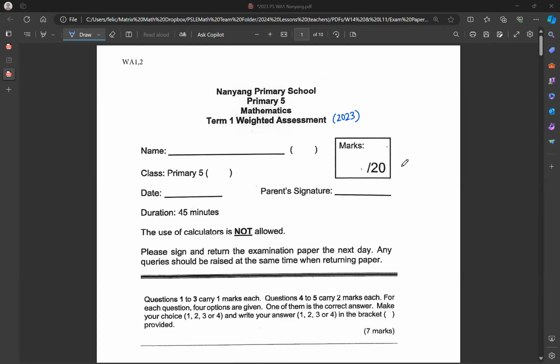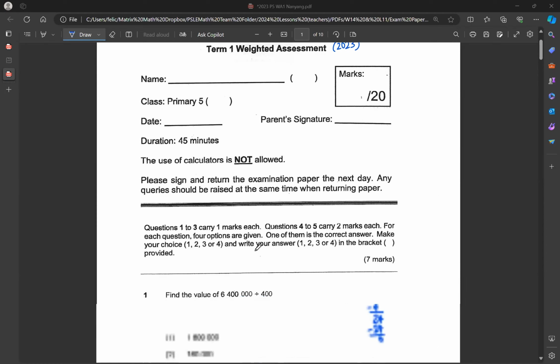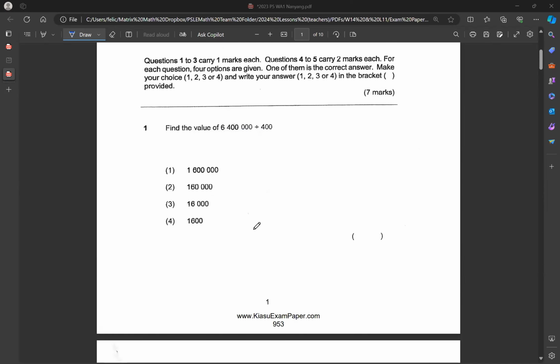Okay, I'll be going through this P5 weighted assessment paper. It's a 2023 Nanyang primary paper. So I'll be going through every question. Do take note that for this whole paper, you're not allowed to use the calculator. This is to practice and prepare you for your paper 1 exams. All right, so let's look at the first question.